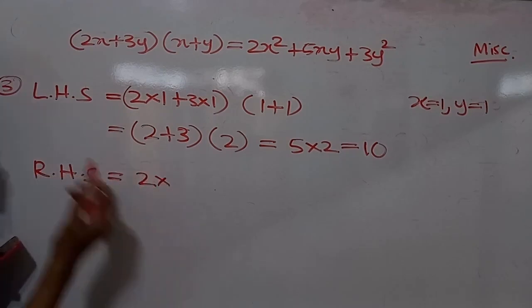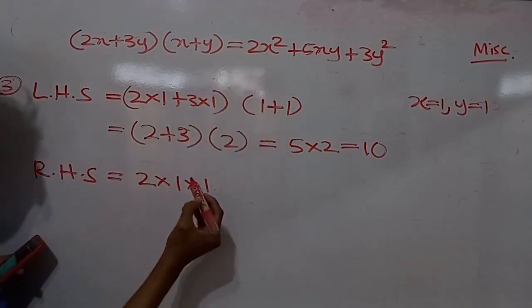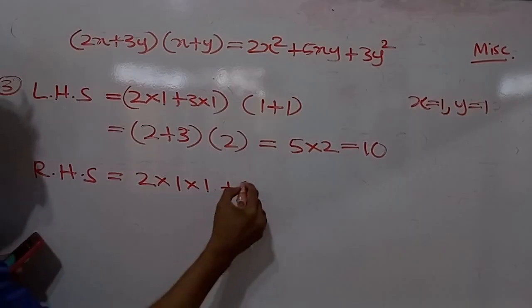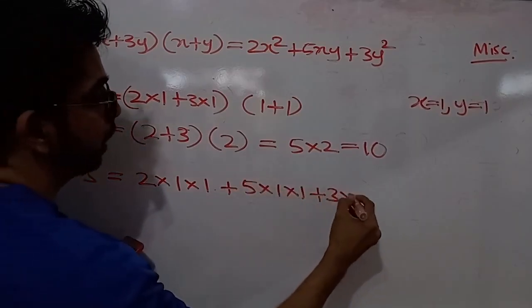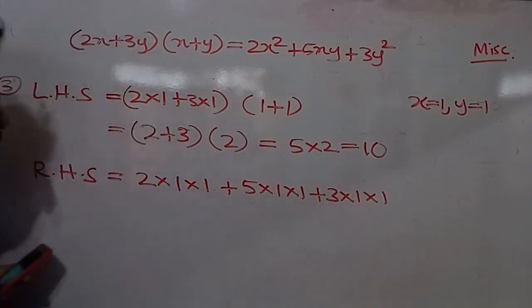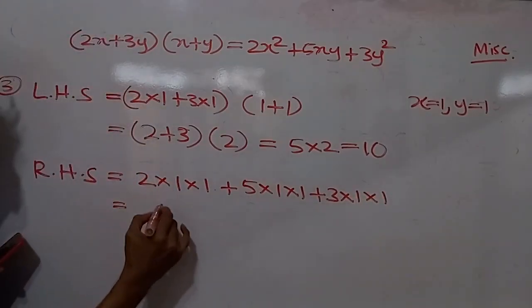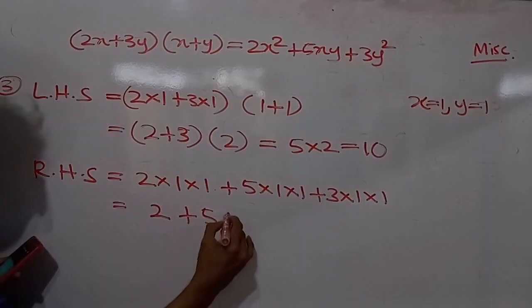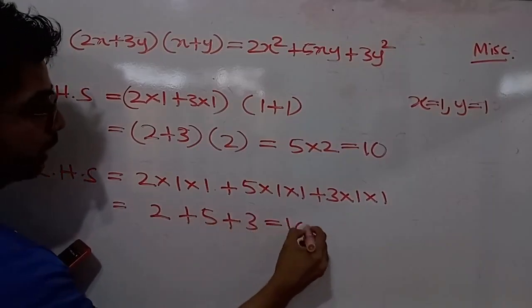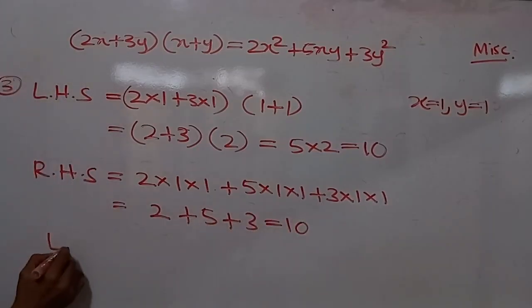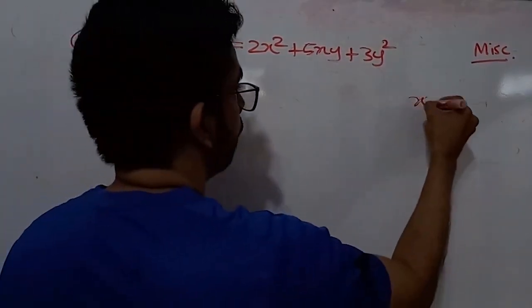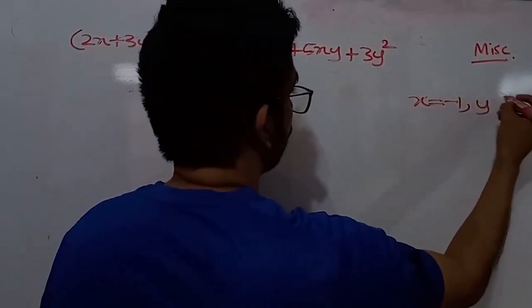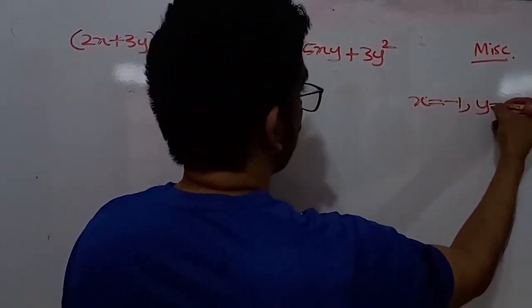2 x square, no? 1 times 1 plus 5 1 times 1 plus 3 1 times 1. So 2 plus 5 plus 3, so that is 10. Alright. So now left hand side is equal to right hand side. Right? So now we have x negative 1, y negative 2.